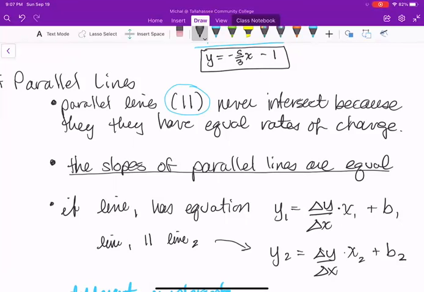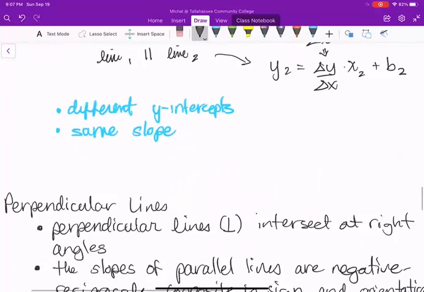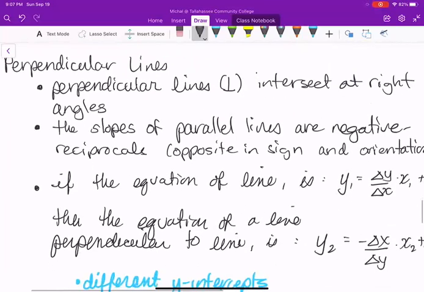Then in that case, I get this relationship that my second line, y2, is equal to the exact same slope from the previous line, change in y over change in x. These two are equal, times a different x and a different b2. So notice that they have different y-intercepts, but they have the same slope. If they have the same y-intercept, then we would say those lines were not parallel, they're coincidental, which means that one line is directly on top of the other line and they're equal.